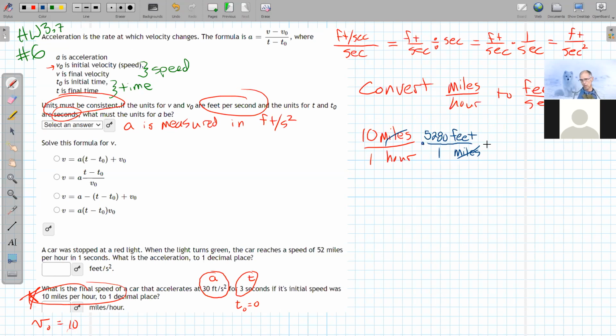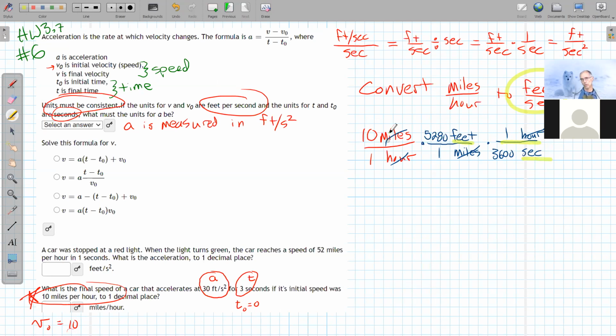I also need to get rid of hours, so I can keep going here. Hours has to be in the opposite position. And I would like hours to be seconds. Now, if you don't know how many seconds are in an hour, you could do minutes next and then minutes to seconds, but I'm just going to go straight for seconds. Because I know there's 60 seconds in a minute and 60 minutes in an hour. And so that means there would be 60 times 60, or 3,600 seconds in an hour. And this allows me to get rid of hours, and it leaves me with my goal of feet per second.